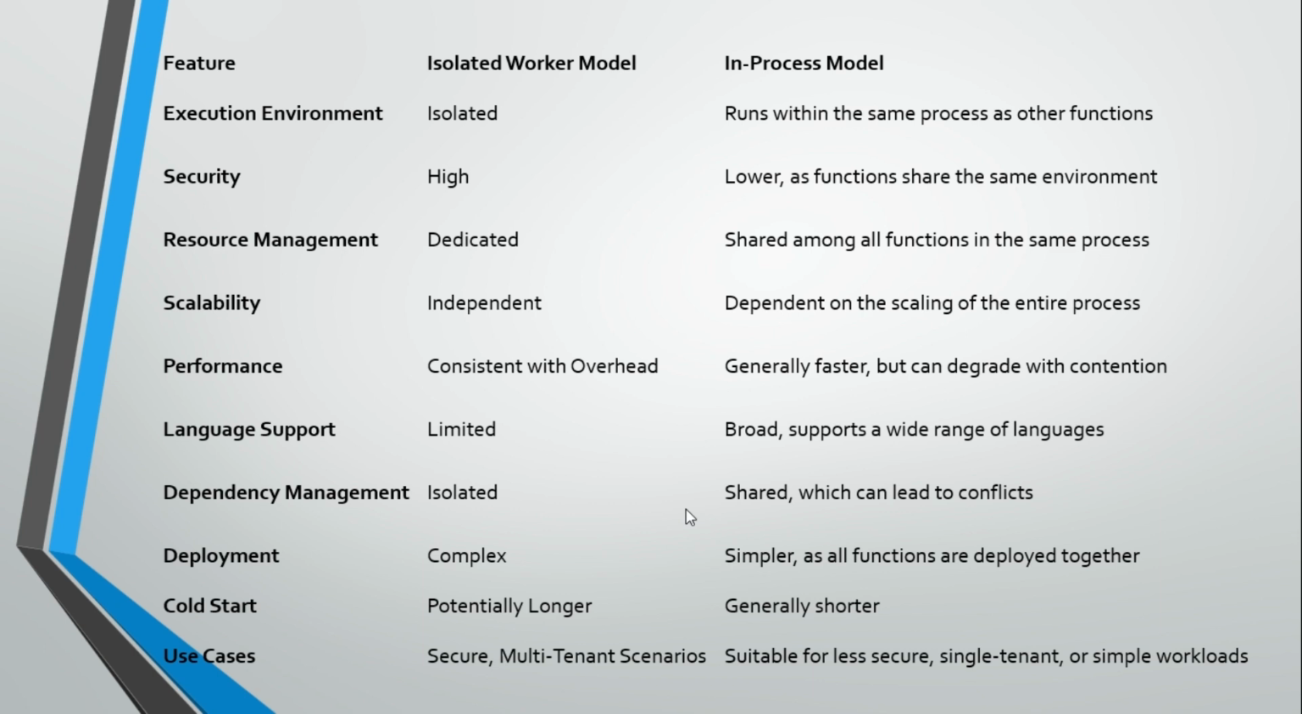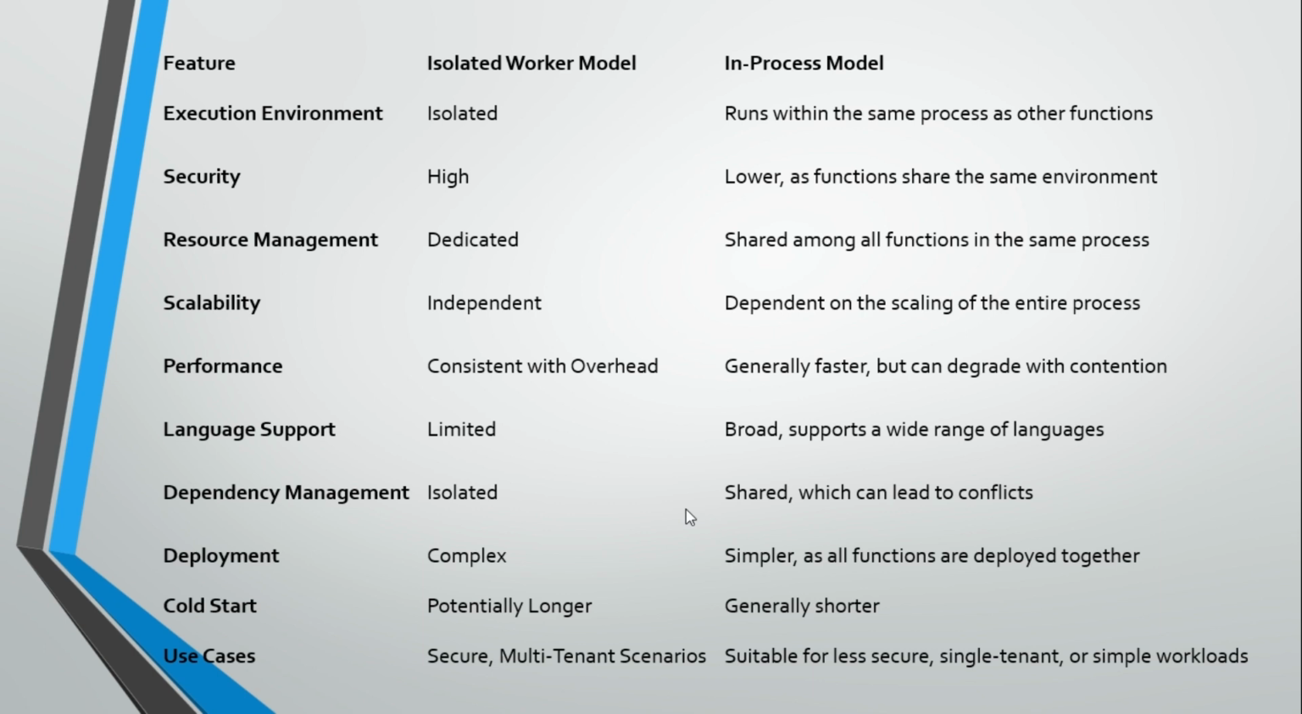Similarly, language support is limited. That means the isolated model is not supported by all languages. It supports C# and some other languages, but the in-process model is supported by a very wide range of languages. Dependency management: it can be isolated, but in the in-process model it will be shared. Deployment for the isolated worker model is complex, but the in-process model is simple because all functions are deployed together. Okay, let's see when to use it.